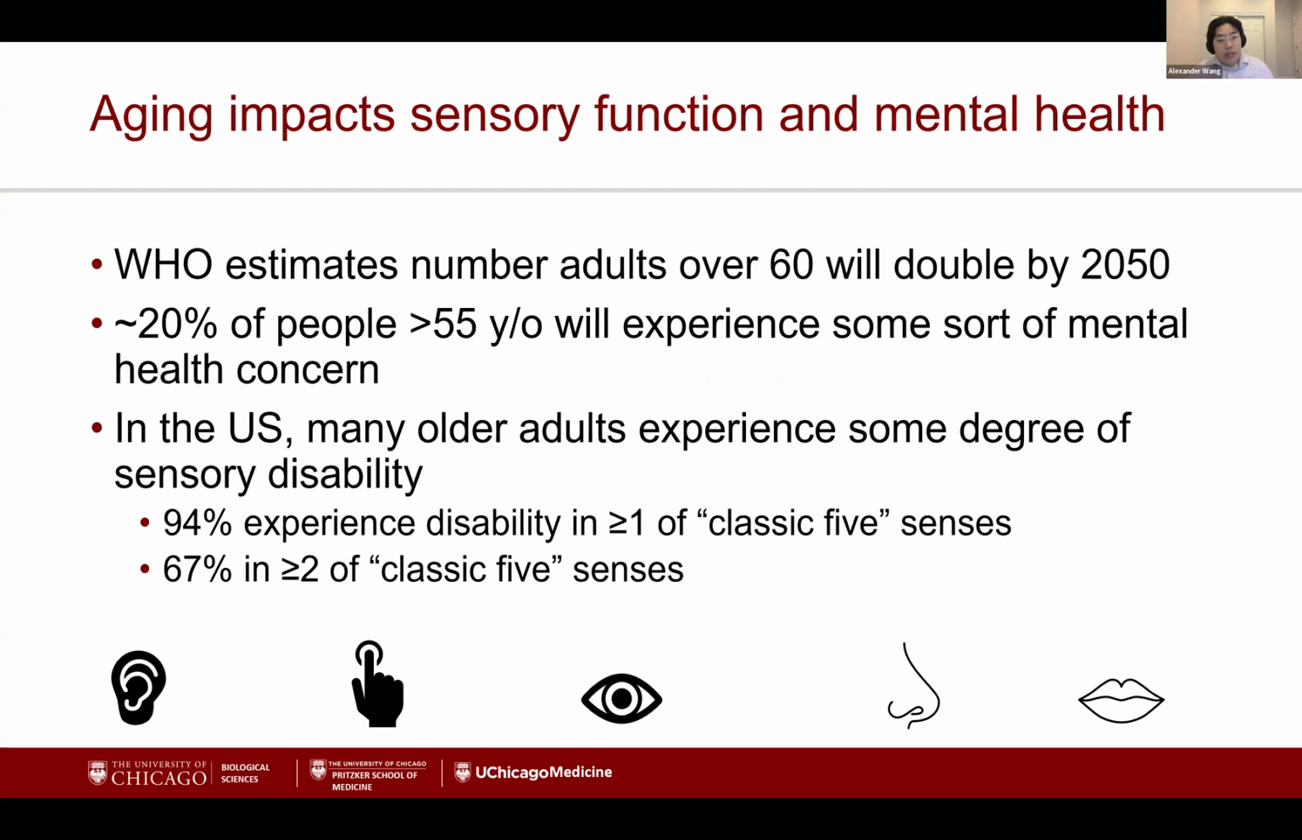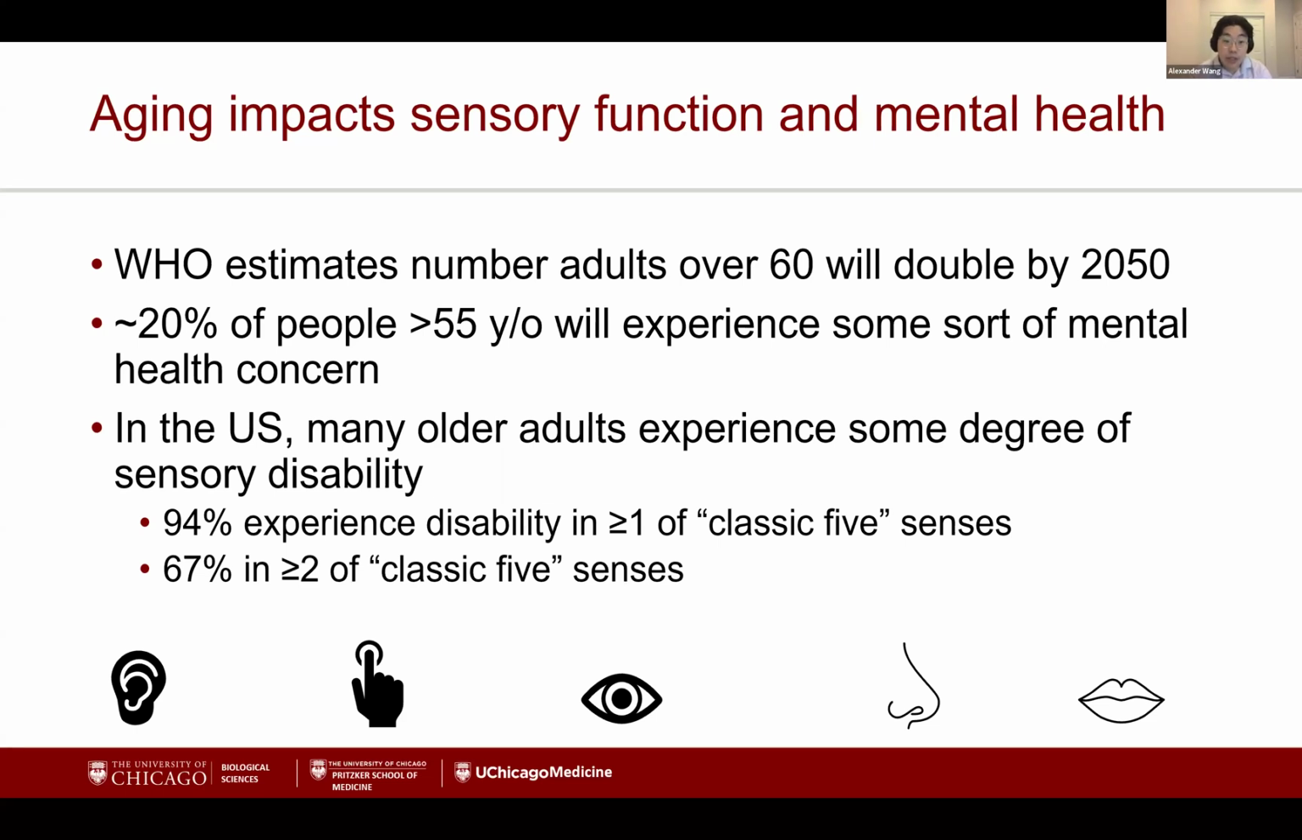I'll start by giving some baseline statistics. We live in an aging society. The World Health Organization estimates that the number of adults over 60 will double by the year 2050. Taking care of the mental health of an aging population is really important because it's estimated that 20% of people over the age of 55 will experience some sort of mental health concern.